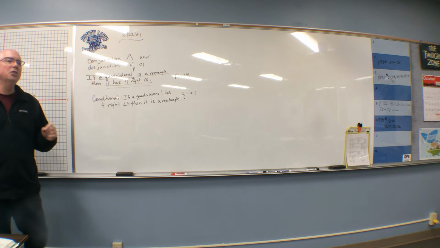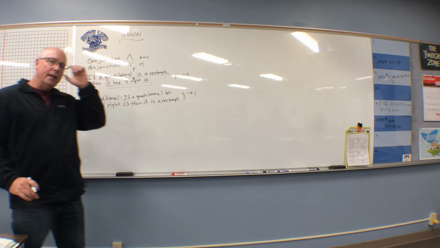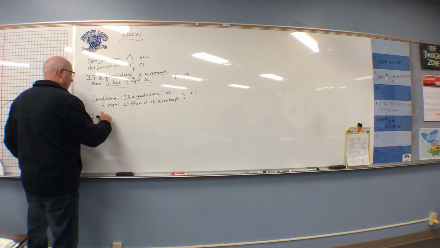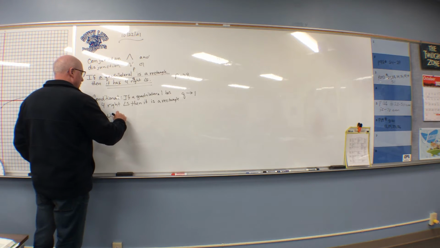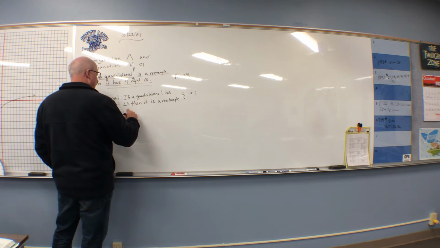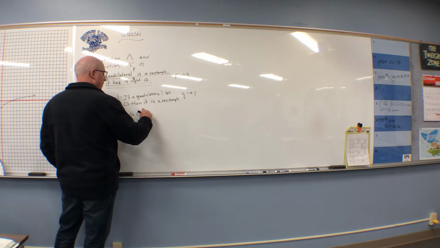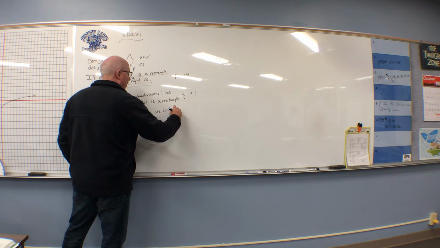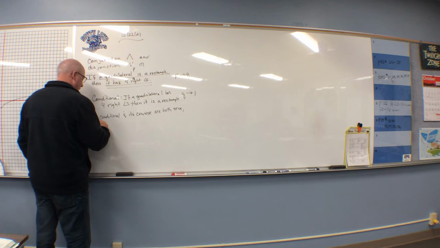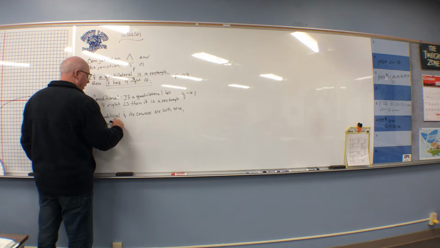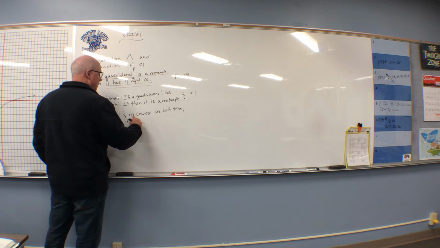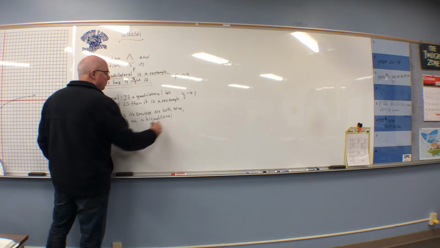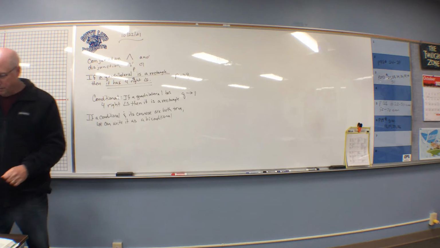I'm going to give you something new that I did not give you yesterday. If a conditional and its converse are both true, then we can write it as a biconditional. This is new. This is not something you had yesterday. We can write it as a biconditional.